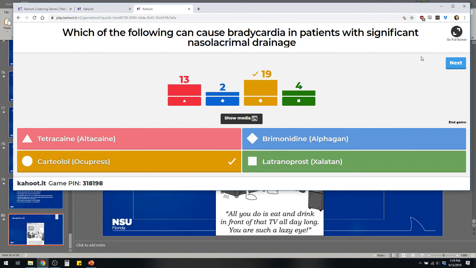Good. Tetracaine, not really going to cause any issues, right? Brimonidine, latanoprost is not going to cause any issues in terms of typical nasolacrimal drainage causing any kind of big issues there. What could carteolol potentially be an issue for? What other type of patient would you be cautious about?